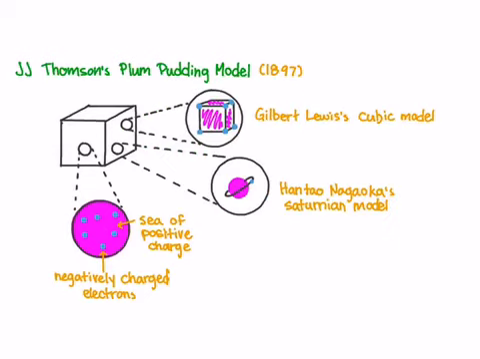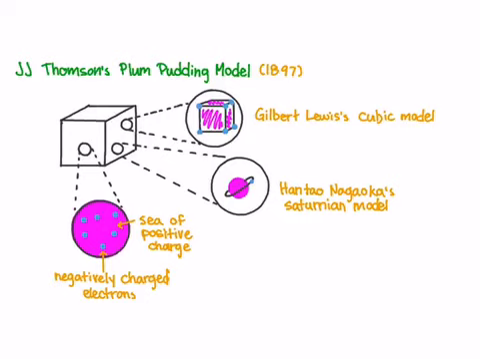Based on J.J. Thomson's research, there were 2 additional atomic models proposed. In 1902, Gilbert Lewis suggested that the electrons in an atom were positioned on the corners of a cube, and in 1904, Hantaro Nagaoka suggested that electrons revolved around a massive center, like the rings around Saturn.